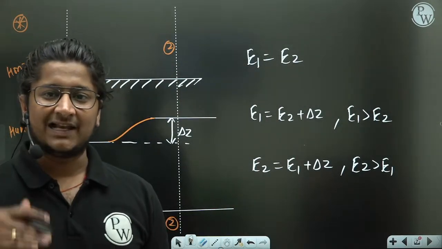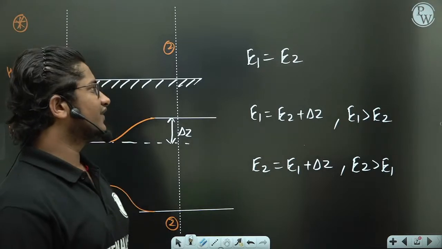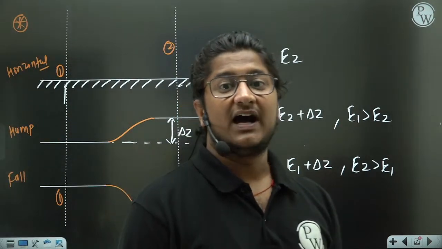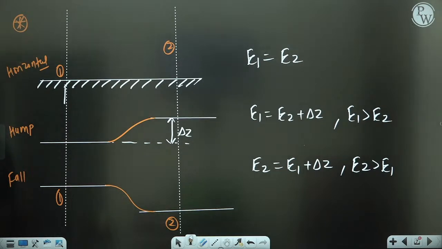So as you can see, only when the channel bottom changes does the specific energy change. Otherwise, at two different sections for a given discharge, specific energy is the same, as long as the channel bottom is horizontal. Is it clear? Note down quickly.